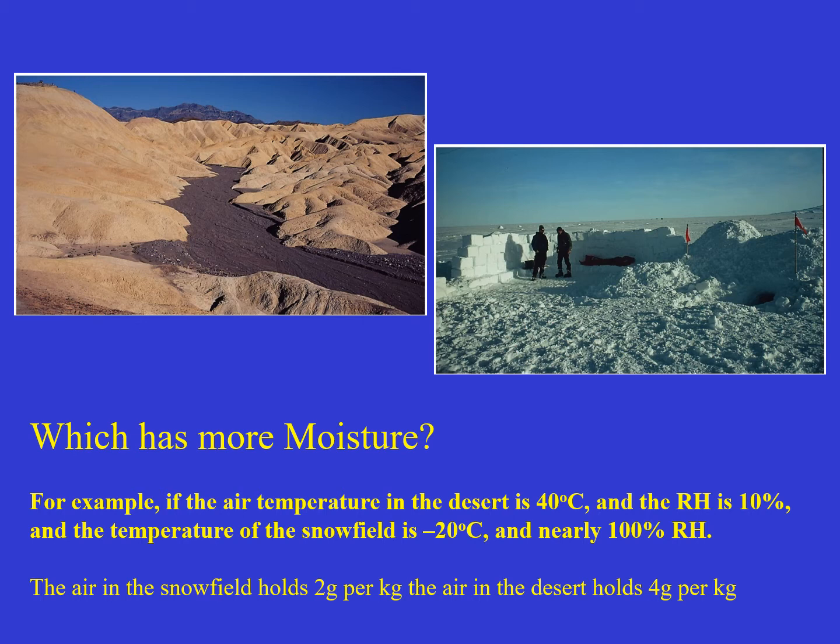So which of these locations has a higher relative humidity? Well, that's going to be the snow field. But which air mass is holding onto more moisture? The air in the snow field is holding 2 grams per kilogram, but the desert is holding 4 grams per kilogram. So while the relative humidity in the desert image is a lot lower, it's still holding twice as much moisture content as that cold air in the snow field image.